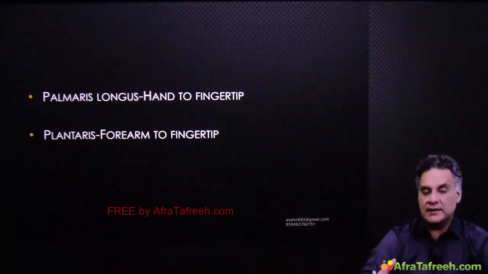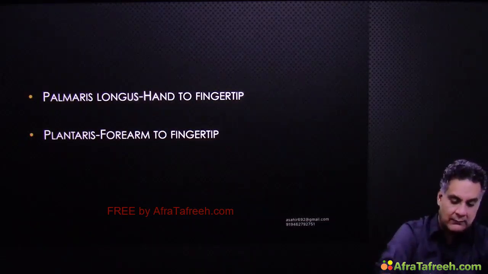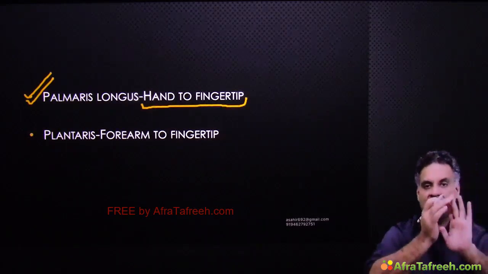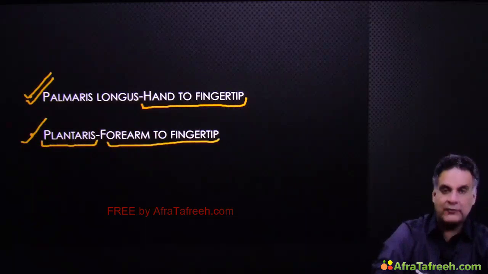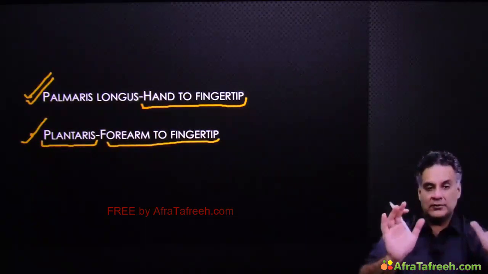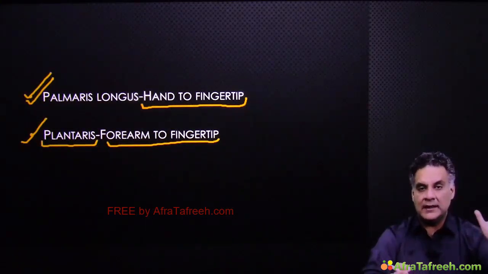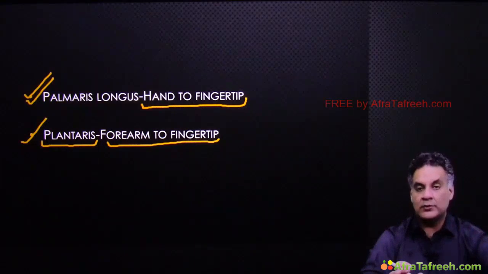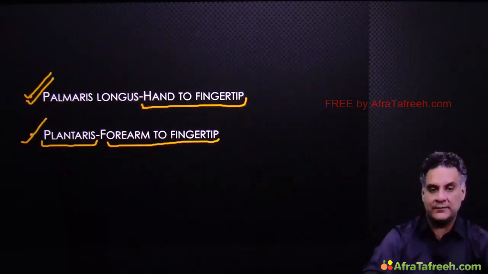Remember, sometimes you need tendons for transfers or graft. For example, the most common tendon used is palmaris longus, where you have to do a small area graft like hand to fingertip, and the second is plantaris for longer transfer like forearm to the fingertip. So most common nerve used as a graft, sural. Most common tendon is palmaris longus. Most common nerve for biopsy is sural. Most common muscle for a biopsy is vastus lateralis.